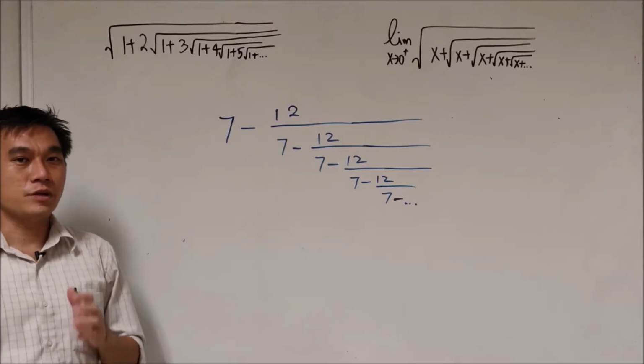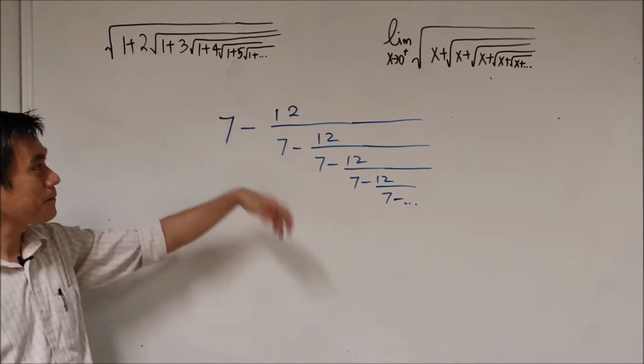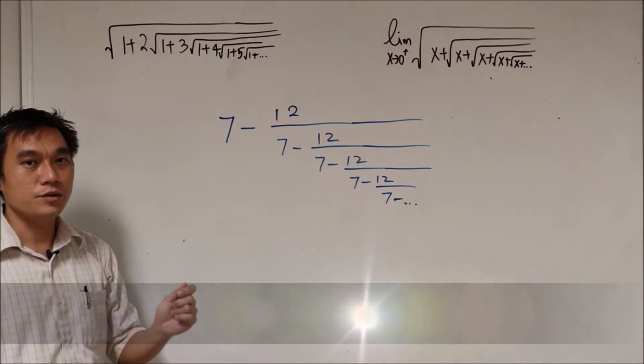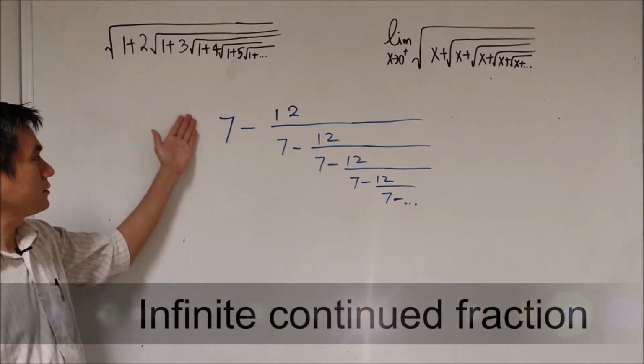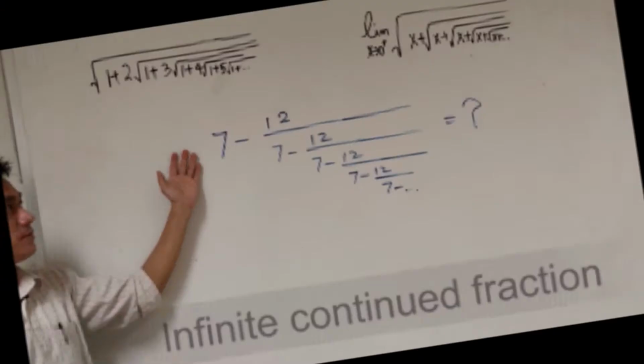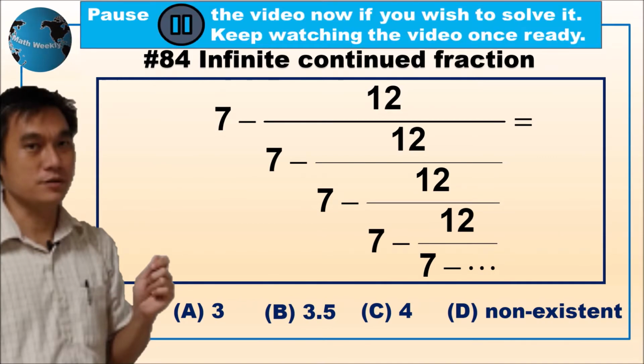In the last two videos, we considered some nested radicals. There is a first expression here and the second expression there. And today we are going to consider continued fractions, that is, this form. What will be the value for these continued fractions? Pause the video now if you wish to solve it. Keep watching the video once ready.